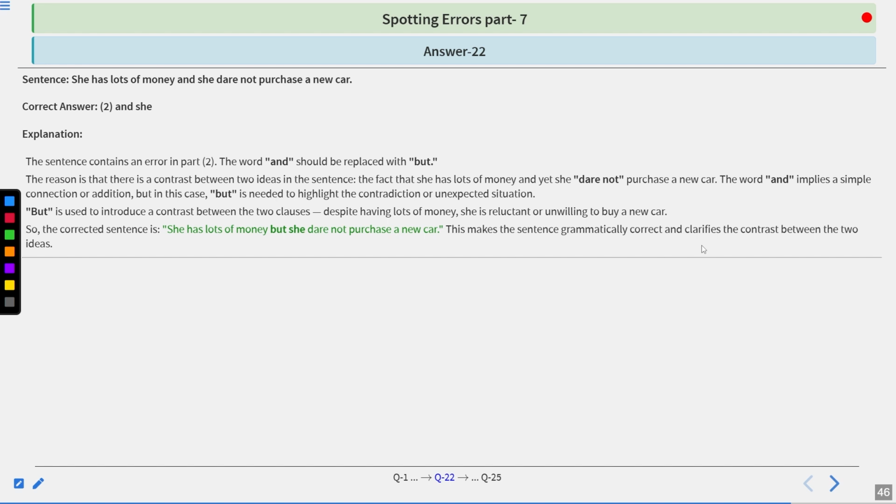The word "and" implies a simple connection or addition, but in this case, "but" is needed to highlight the contradiction and unexpected situation. "But" is used to introduce a contrast between two clauses. Despite having lots of money, she is reluctant or unwilling to buy a new car. So the correct sentence is: she has lots of money but she dare not purchase a new car. This makes the sentence grammatically correct and clarifies the contrast between two ideas.